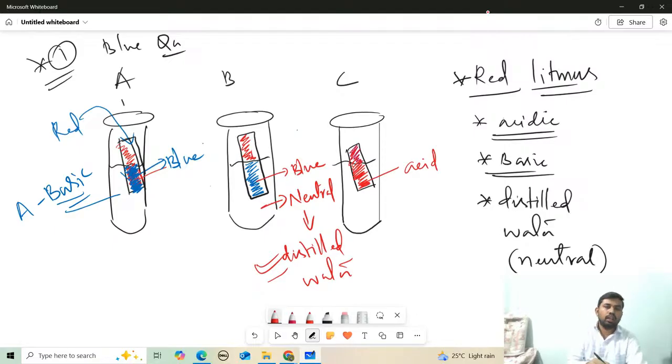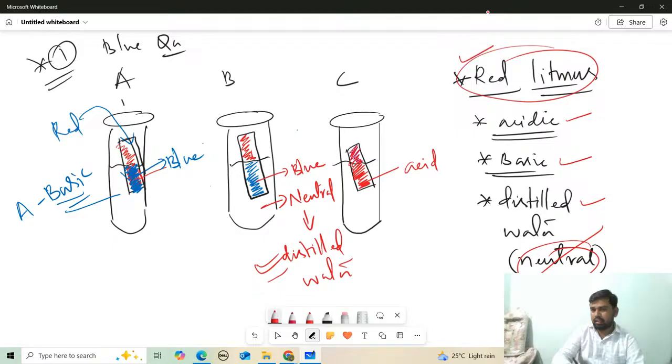So now we have taken three test tubes. Try to understand the question here. There is one solution which is acidic in nature, another solution which is basic in nature, and one more solution which is distilled water. Distilled water, you know very well, is neutral. They are giving only one paper, which is red color. Now we put that paper into solution A. If solution A turns the red paper into blue, then solution A is basic in nature.